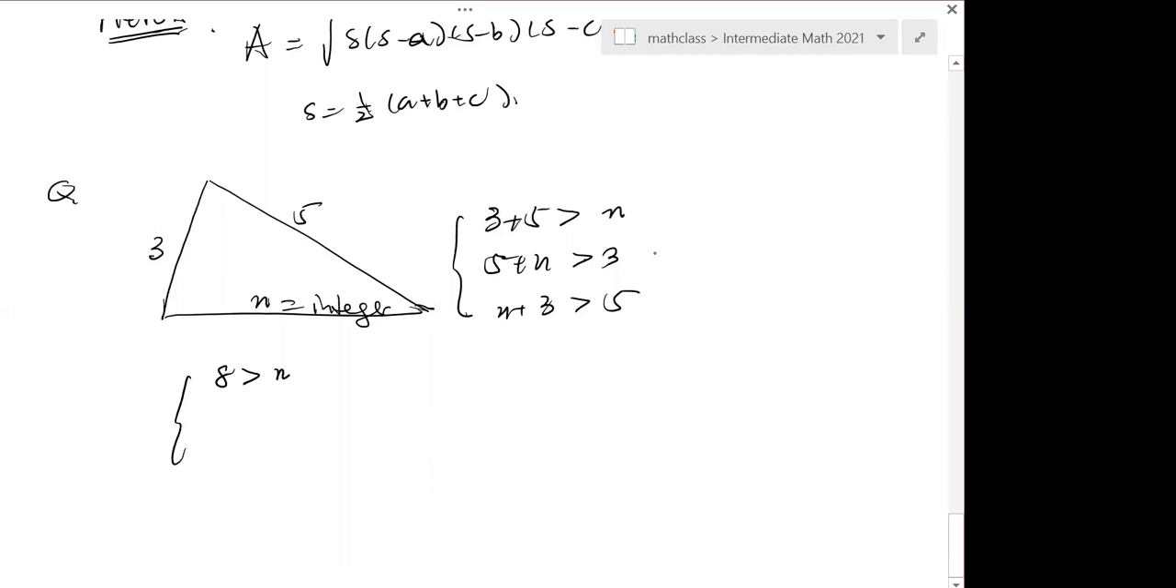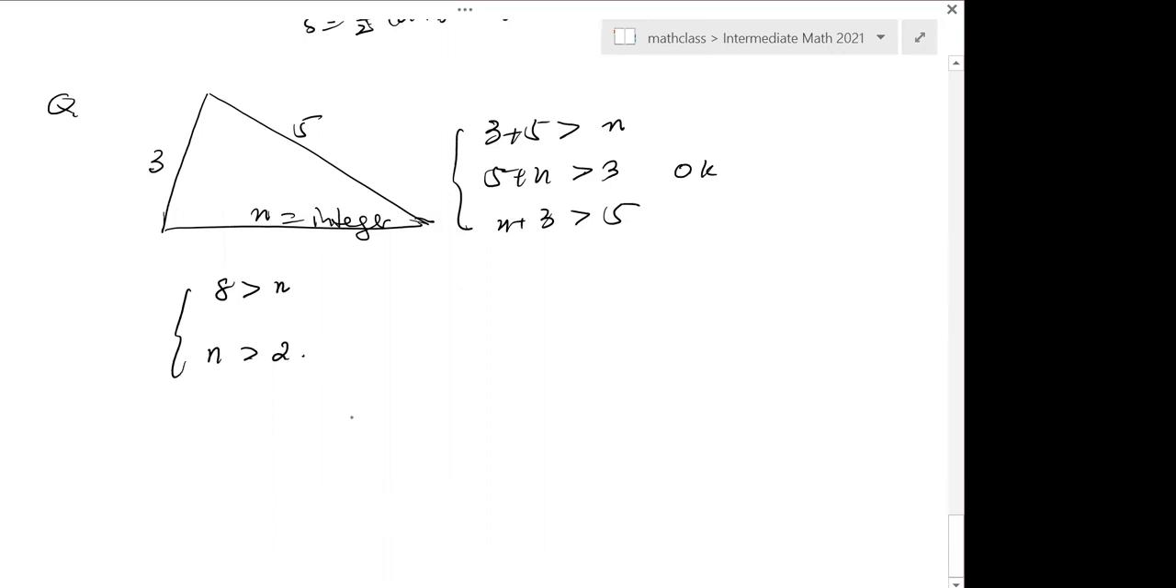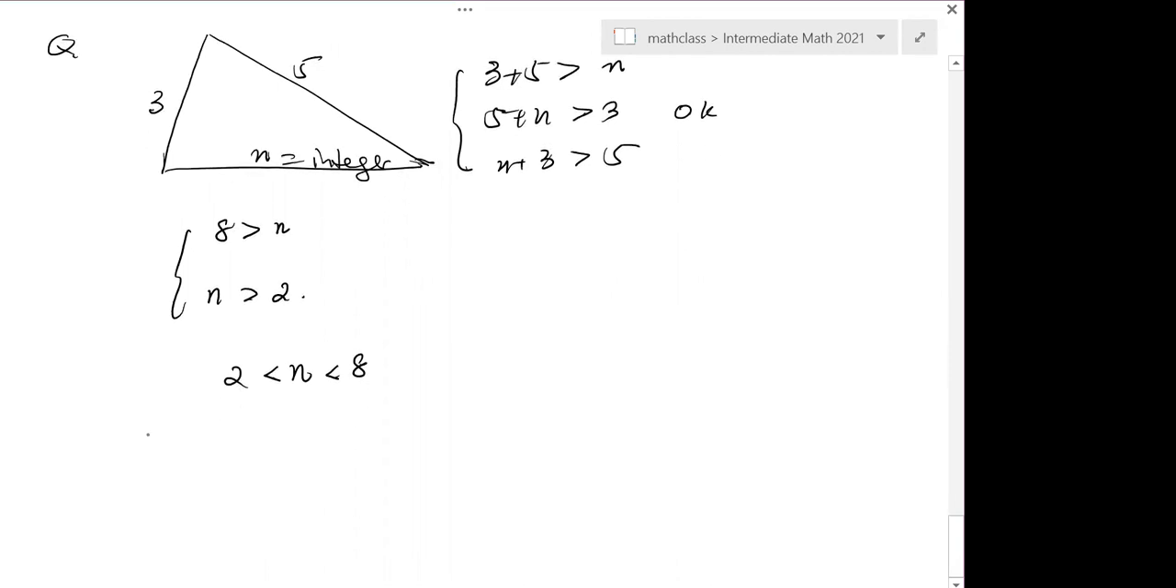5 plus n greater than 3 is always true, right? And n plus 3 greater than 5 and greater than 2. So our conclusion is n is between 2 and 8. Since n is an integer, n is 3, 4, 5, 6, 7.